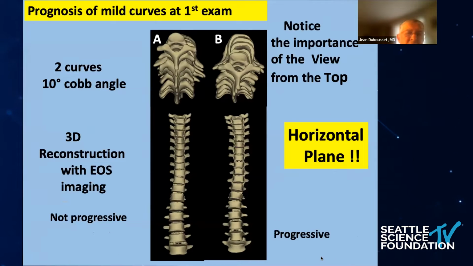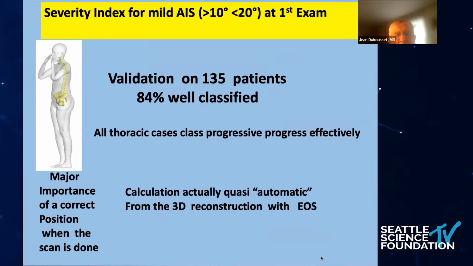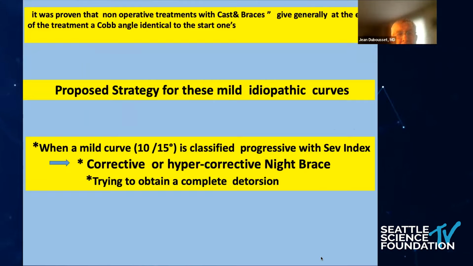For example, here, when you have this 10-degree curve angle, you see these two curves. And when you have the 3D reconstruction, what do we look at? When we look AP, sagittal, and the view from the top, the horizontal plane, you see very, very clearly the difference. It is because in one case you have the horizontal plane deformity. So when we have this severity index, the validation was well classified in 44 cases. At the first exam, you can predict whether this scoliosis will progress or not.